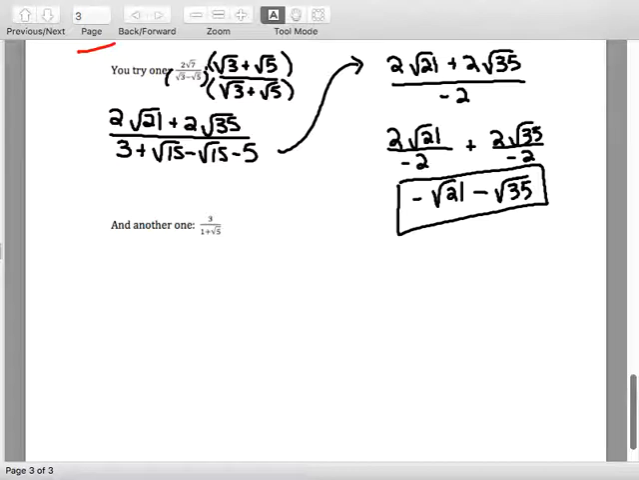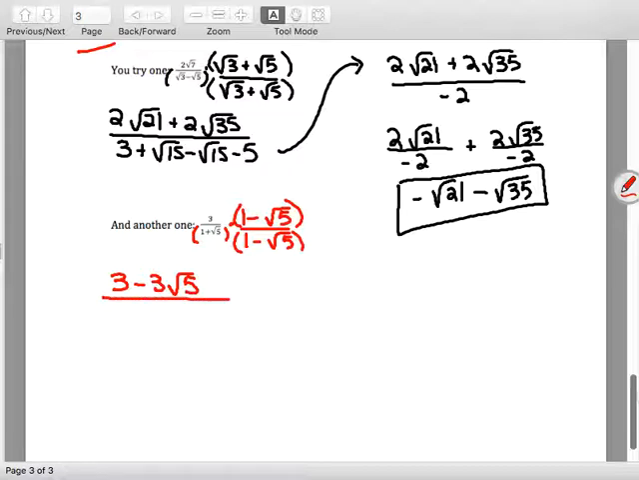So you have to multiply by the conjugate. Can somebody help us? What would the conjugate be on this next one? It's 1 plus radical 5 in the denominator, so the conjugate is 1 minus. The conjugate is always the opposite sign of the denominator. So I'm going to multiply by 1 minus square root 5. So up in the top, that's going to give me 3 minus 3 radical 5. Down in the bottom, that's 1 minus radical 5 plus radical 5 minus 5.